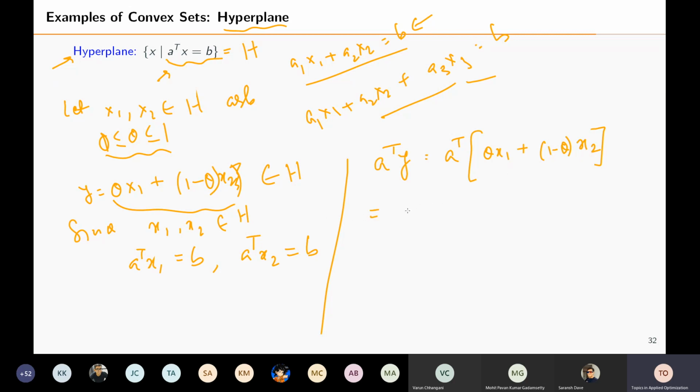Let us see. I take theta common, so theta A transpose x1 plus, taking 1 minus theta common, 1 minus theta times A transpose x2, because 1 minus theta is a scalar, right?